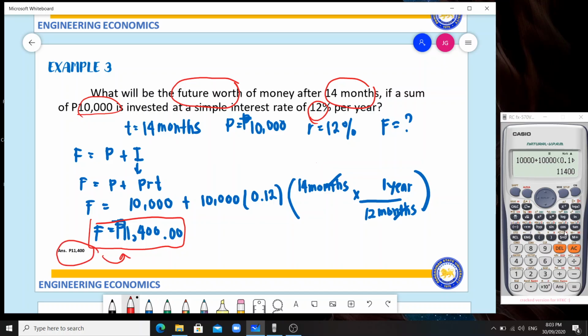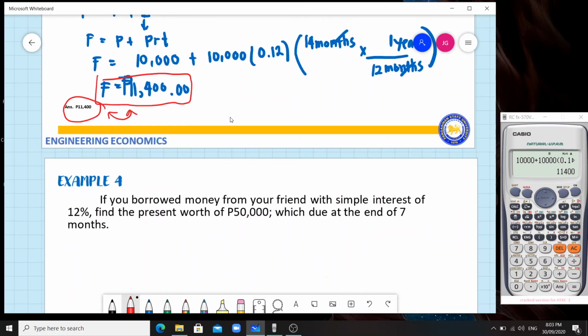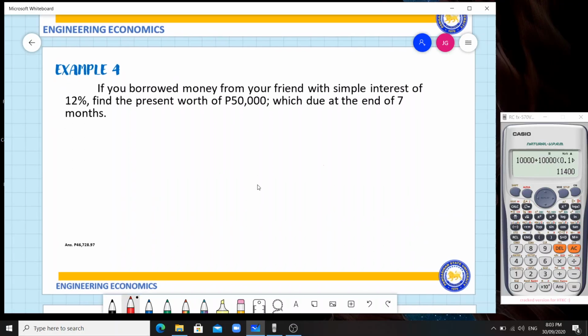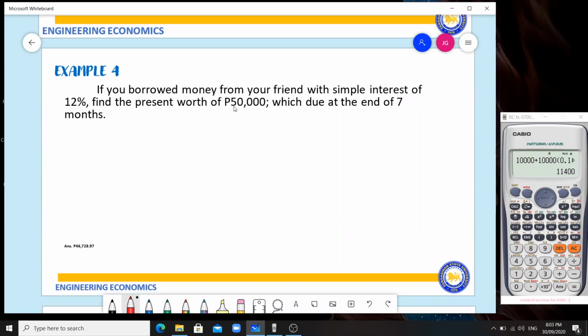Parehas na parehas. Okay? So, next example. Let's solve example number 4. If you borrowed money from your friend with simple interest of 12%, find the present worth of 50,000 which is due at the end of 7 months. So you have to read this carefully.